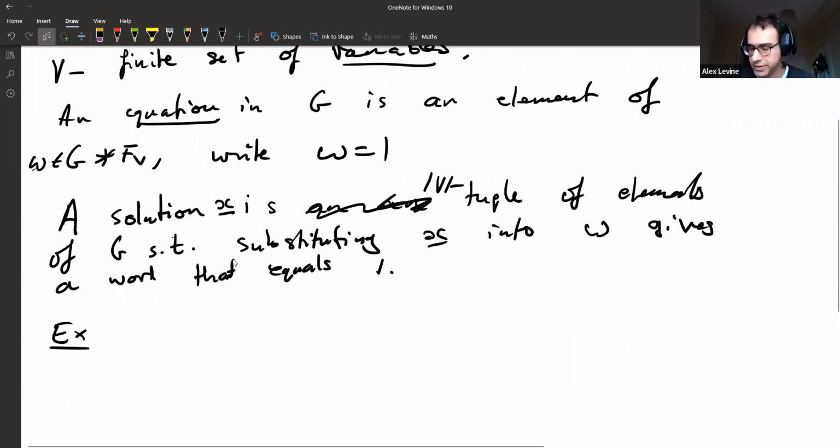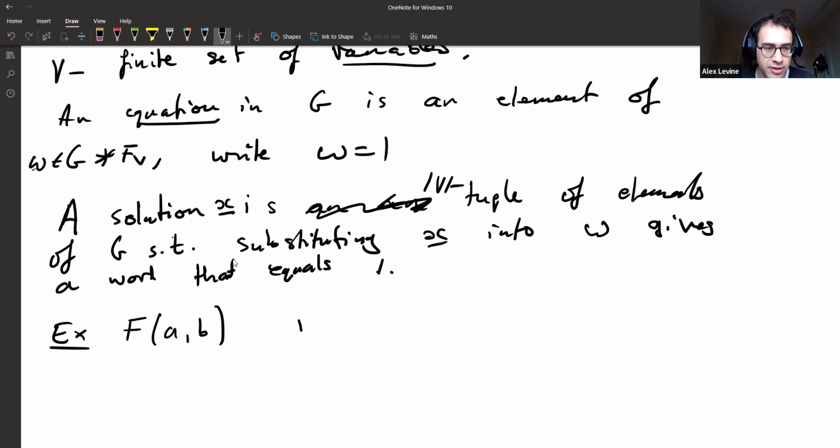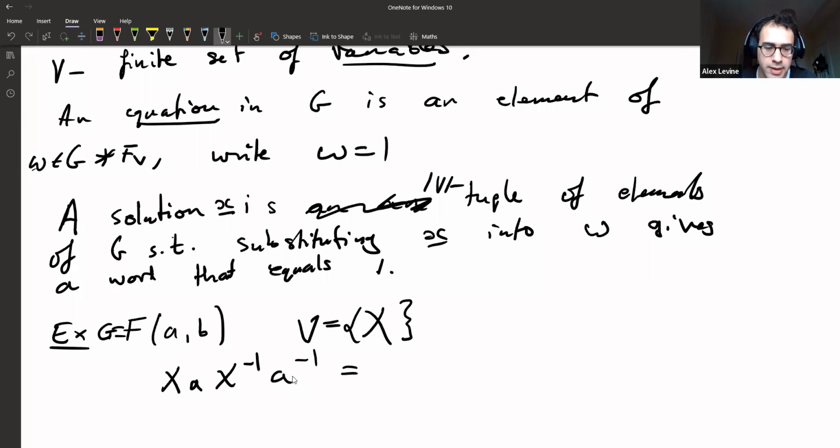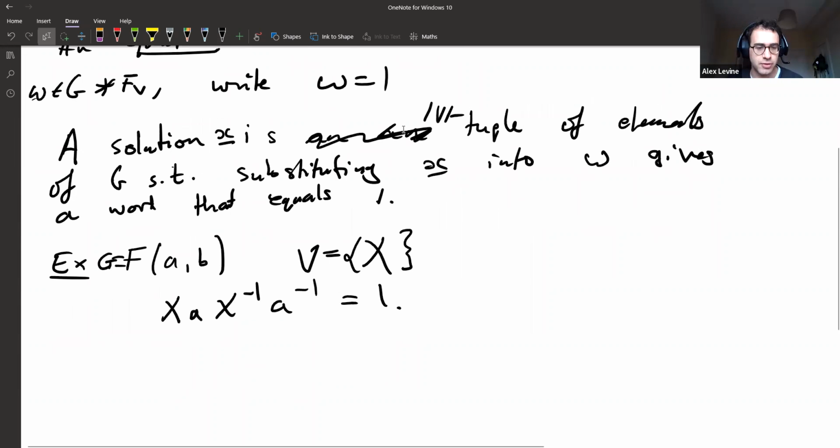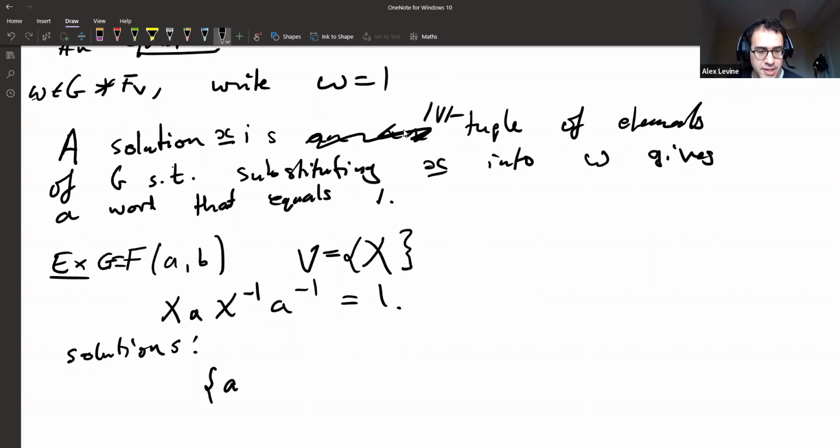Okay, so let's give a quick example of what this is. So let's pick a group. I don't know. Let's pick the free group on A and B, and we'll take our set of variables to be a single variable X. And then an equation could be, for example, X A X inverse A inverse equals 1. That's the equation. And as I'm sure you all know, that commutation in free groups, because this is obviously just a commutator, is if and only if it's a power of it. So the solutions to this equation are just A to the n for all powers of n.